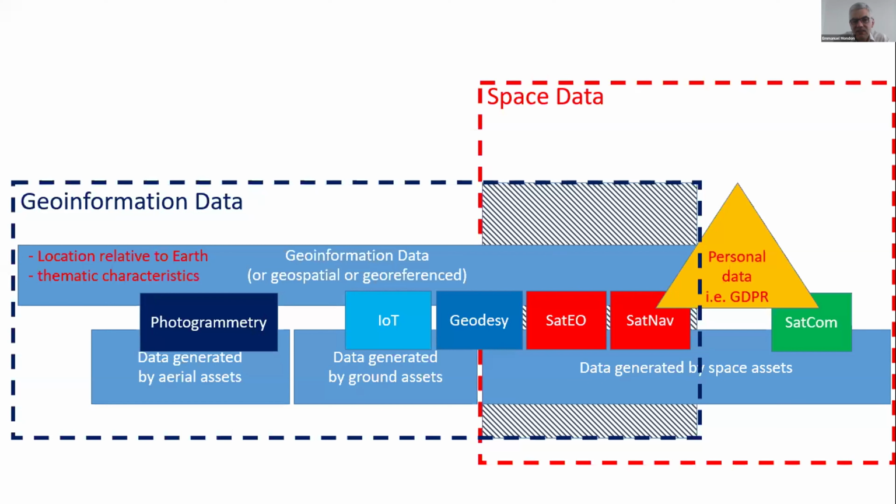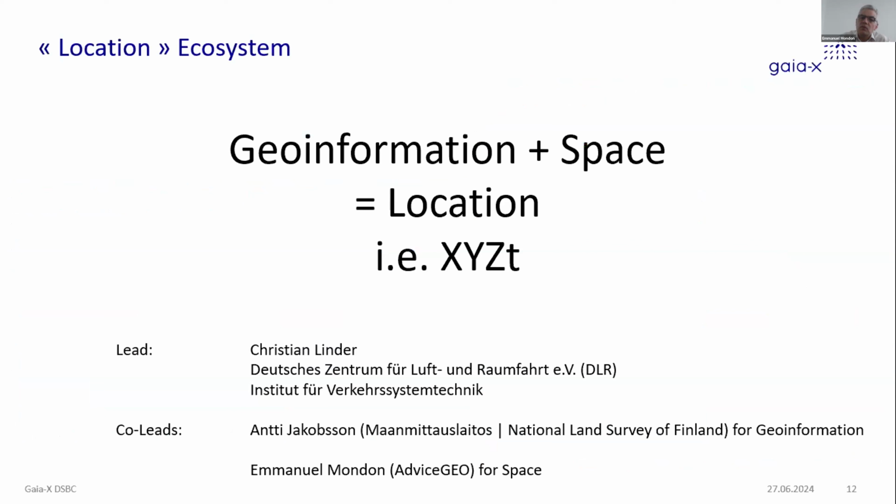So that's exactly why we decided to combine geoinformation and space into this location ecosystem. So whatever data having a georeference, being XY, XYZ, even XYZT, is part of this location ecosystem.